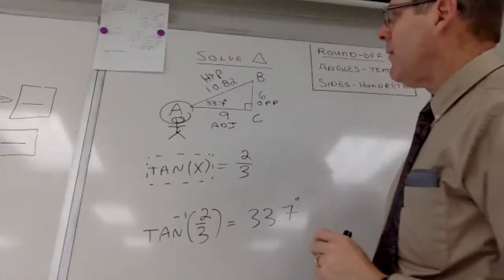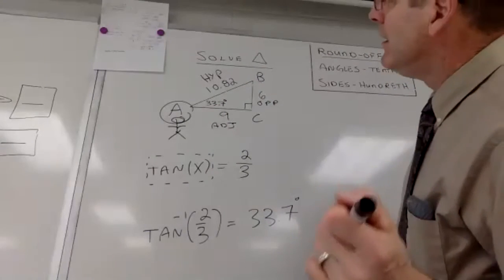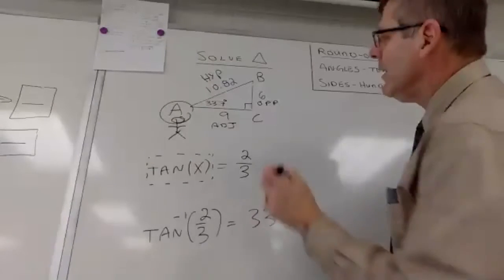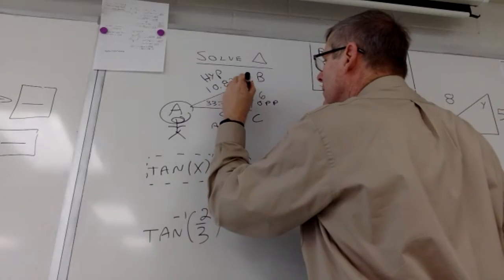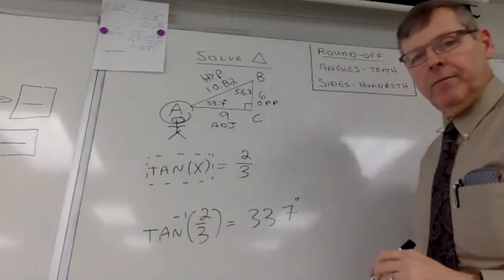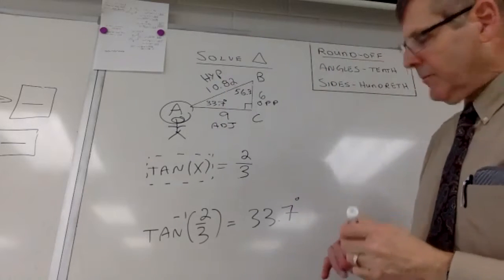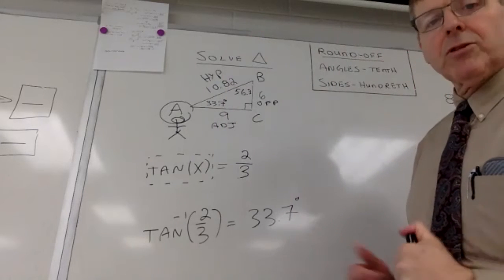If that's 33.7, this one's easy. Because how do you get that one? Subtract 33.7 from 90. And what do you get? 56.3. Correct. So now I have solved the triangle.